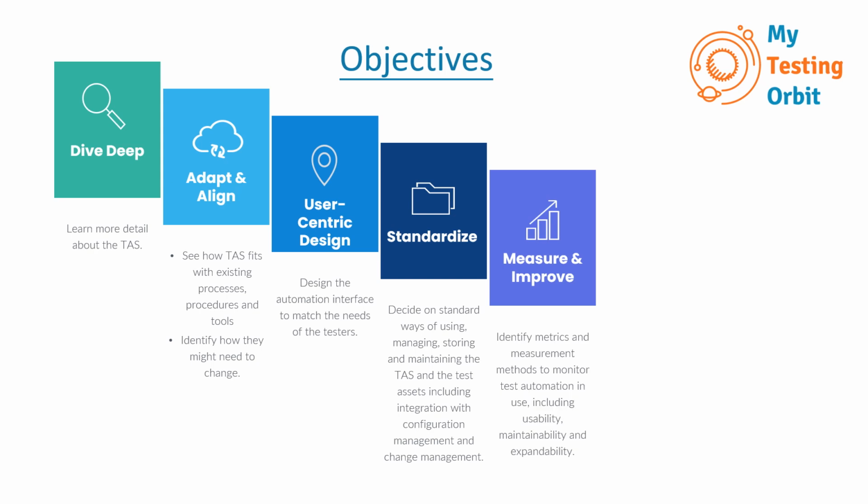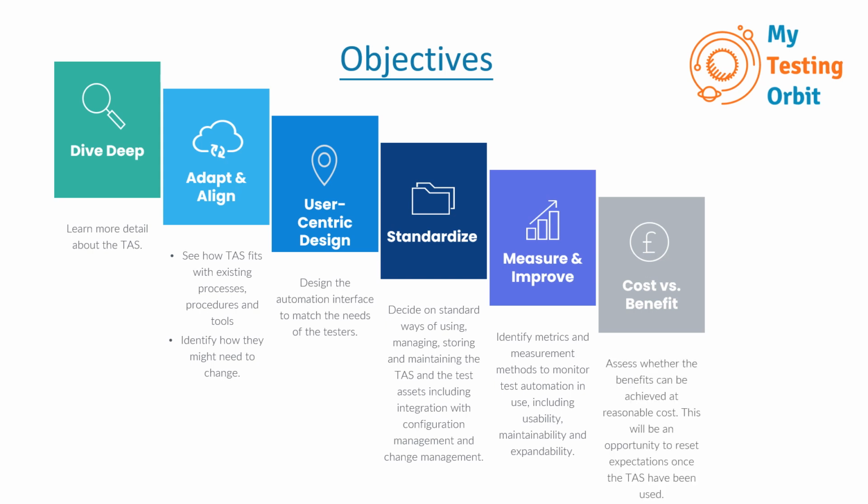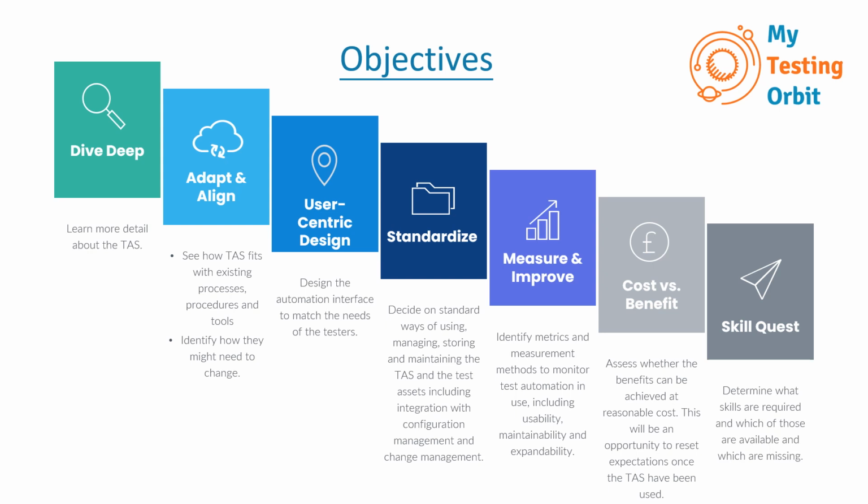Then we have measure and improve. Identify metrics and measurement methods to monitor test automation in use, including usability, maintainability, and expandability. Cost versus benefit. Assess whether the benefits can be achieved at reasonable cost. This will be an opportunity to reset expectations once the TAS have been used. And at the last, we have skill quest. Determine what skills are required and which of those are available and which are missing. So the pilot project is your starting point to make sure that your TAS journey is smooth and successful.